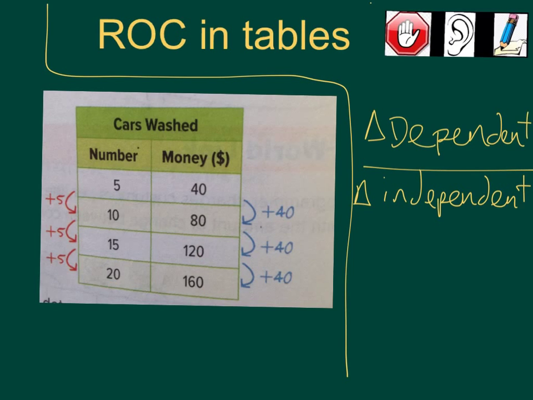What I'm seeing as dependent is this money. The money is dependent on the number of cars. The cars, we have really no control over how many cars come through the car wash. So that's independent. What we can rely on is that this money depends on how many cars come through that car wash. So if I'm going at my ratio of change in dependent over change in independent, my change in dependent variable, which is my money because it depends on the number of cars, is 40. And then my change in number of cars, which is my independent variable, is 5. So I write it as 40 over 5, and that is my rate of change.